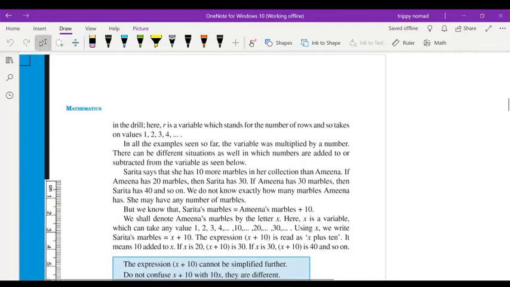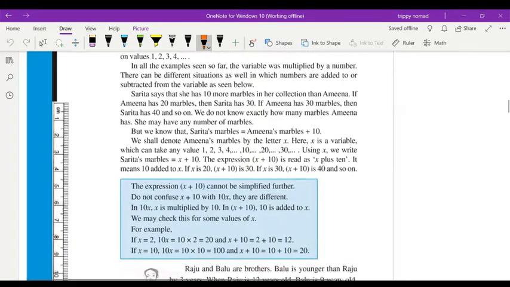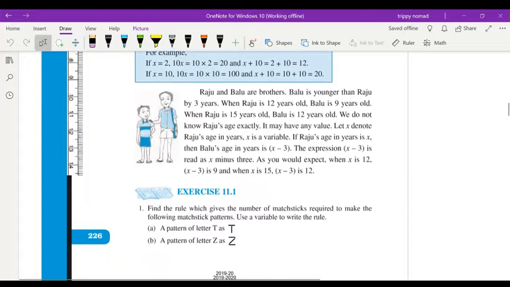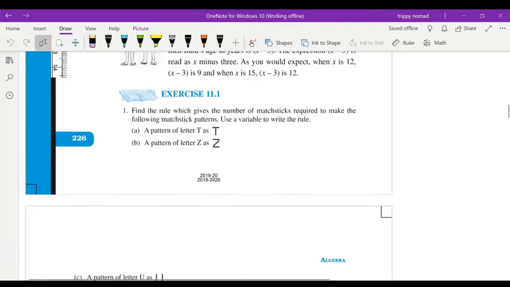You see here, we shall denote by the letter X Amina's marbles. Suppose here they have written X is a variable. Variable means that which can vary. Vary means change. If we are using the word variable, it means that its value is going to be changed according to the question asked. First, I am going to start exercise 11.1, then you will get a better understanding of the meaning of variable.